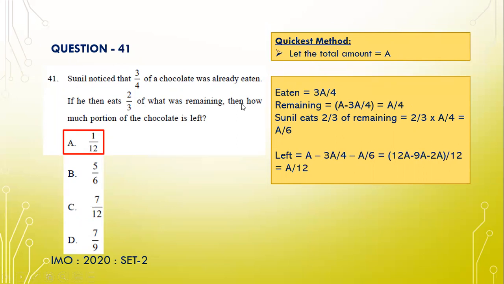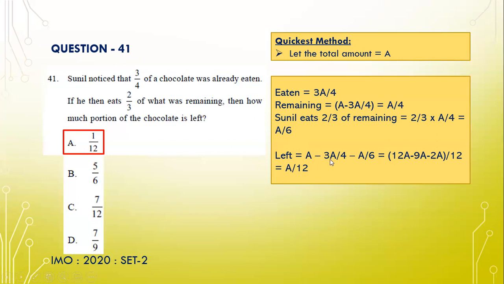And Sunil eats 2/3 of what was remaining. So he eats 2 by 3 of A upon 4. So 2 upon 3 into A upon 4 will be A upon 6, isn't it? Because 2 into 4 reduces and 3 becomes 6. So how much will be left? Total amount is A. First he ate 3A upon 4, and then he ate 2/3 of the remaining, which is A upon 6.